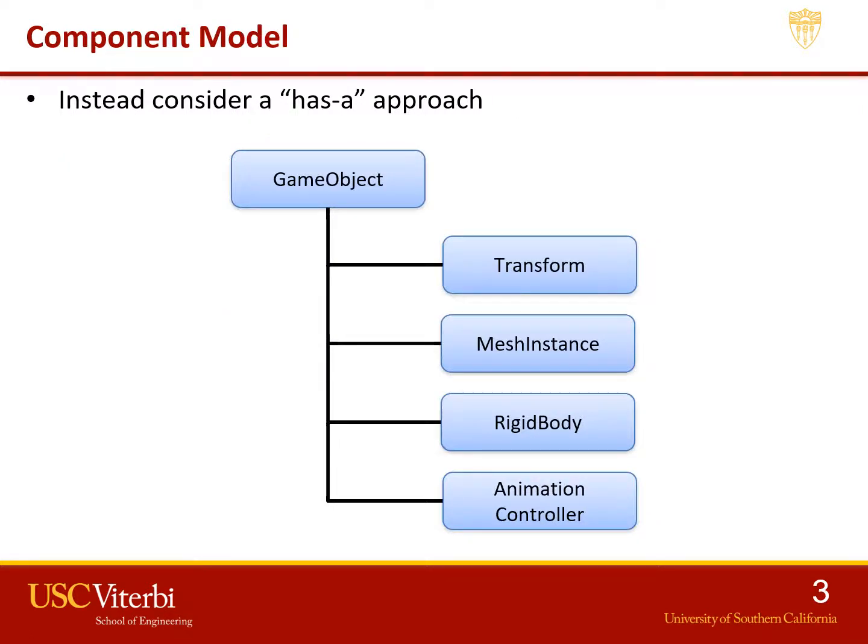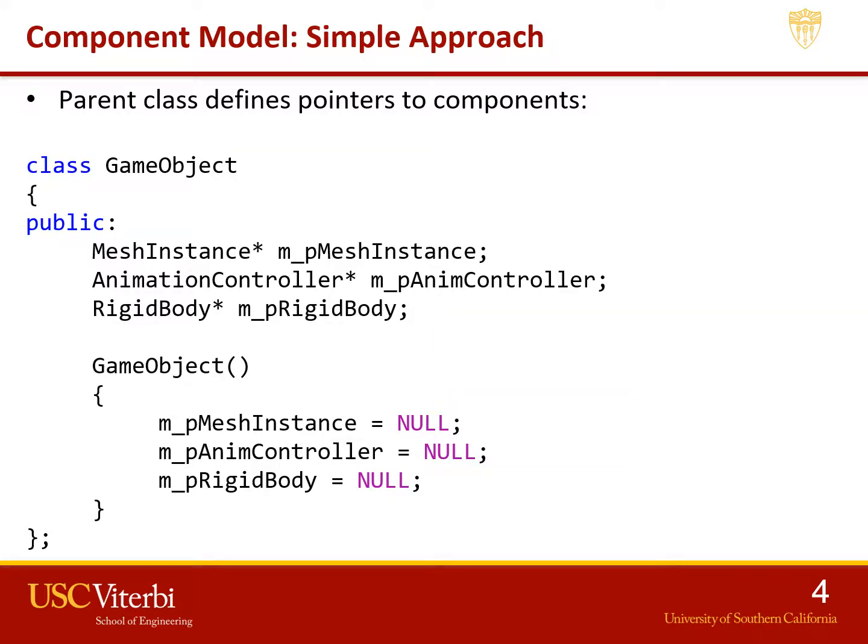And let's take a look at that as a game object. So let's say a game object has a transform, and maybe it has a mesh on it. Maybe it has a rigid body to be part of the physics system. Maybe it has an animation controller on it. So by layering these things in a has-a, we're going to be able to avoid the inheritance diamonds and the bubble ups that we ran into before. Here's how that might look in C++.